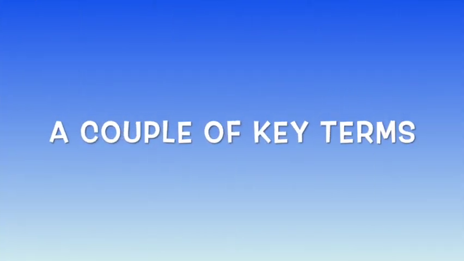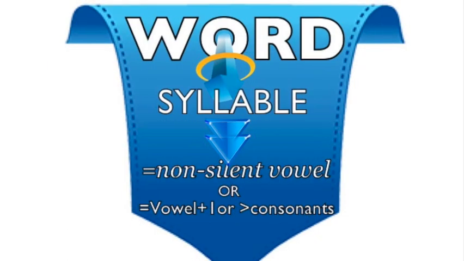Before we look at our practical IPA, we must first define a couple of key terms. What is a word? A word is the smallest unit in a language with a meaning. What is a syllable? A syllable is a meaningless fragment of a word, made up of a non-silent vowel, or a vowel plus one or more consonants. For example, the word idea has 3 syllables. The first one is I, the second one is de, and the third one is a, which give us idea.